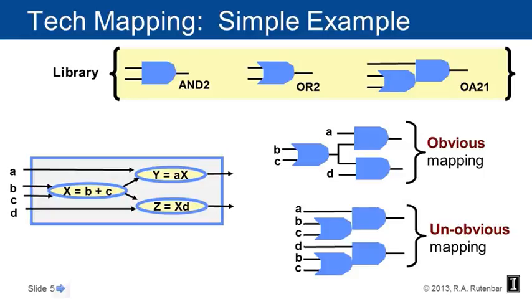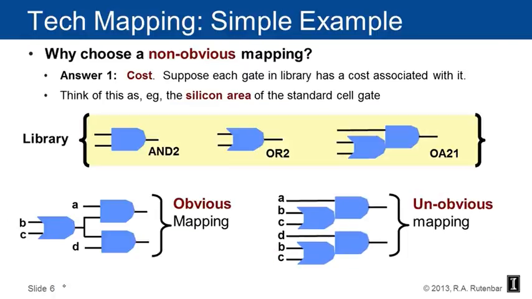Well, this is a little bit strange, and I'm putting a question mark on top of the two OR gates. I'll even write two question marks. It would appear that I've duplicated the OR gate. Why would I do that? Why would I choose the unobvious mapping? Let me give you an answer. Why would you choose the non-obvious mapping? The answer perhaps is cost.